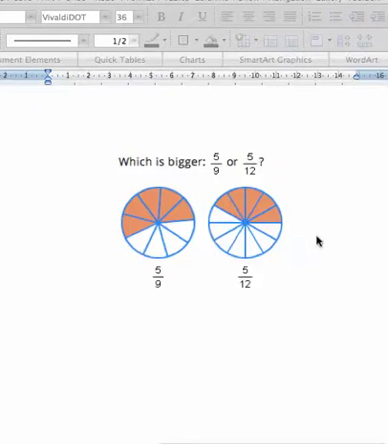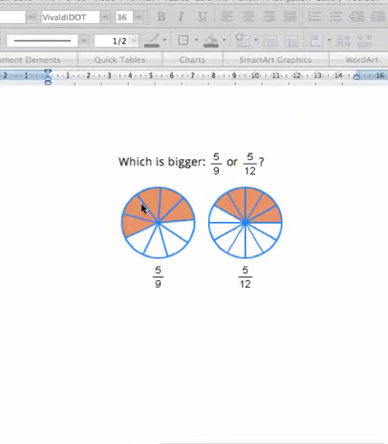Now, sometimes, unfortunately, drawing diagrams is not that simple, and you have to make sure, if you look at these circles, they're exactly the same size, okay? If one was bigger than the other, then this would be inaccurate. Looking at this diagram, I can see 5/9 covers more than 5/12. So we were correct in estimating that 5/9 is a larger fraction than 5/12.